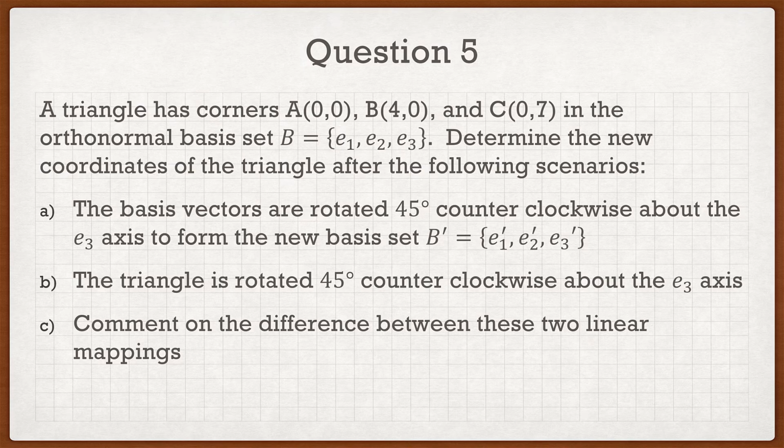You're looking at part A thinking, oh, piece of cake, Clayton, give me something more challenging. And to that I say, okay, well, here's part B. Part B says, instead of changing the basis vectors, what happens if we take the triangle and rotate that 45 degrees counterclockwise about the E3 axis? So we have two scenarios. Both involve a counterclockwise rotation. The only difference is in scenario A, we're rotating the basis vectors, and in scenario B, we're rotating the triangle.